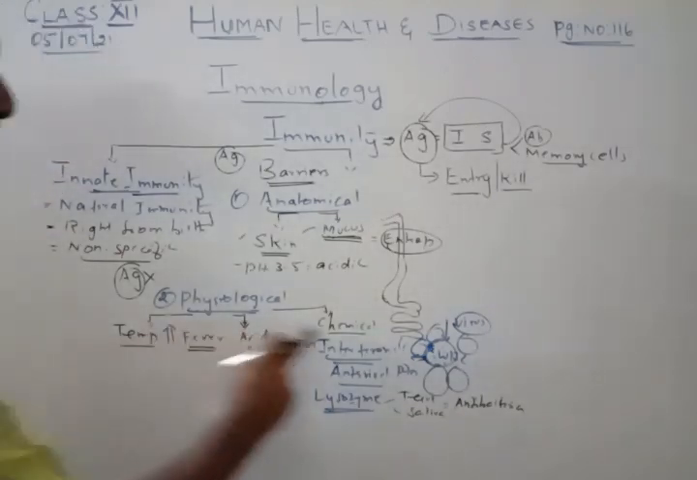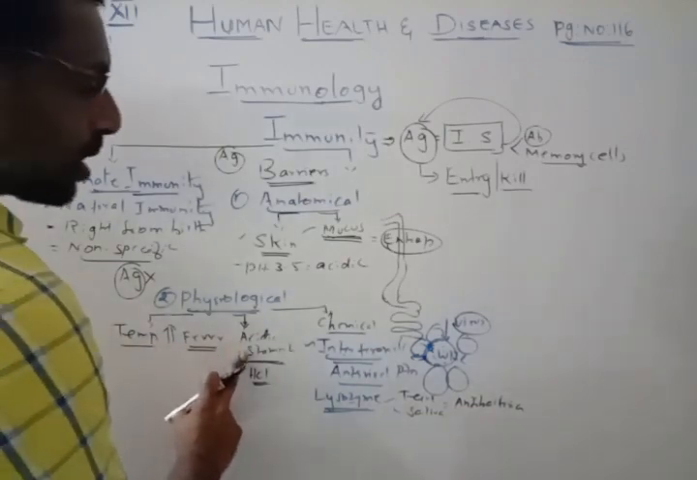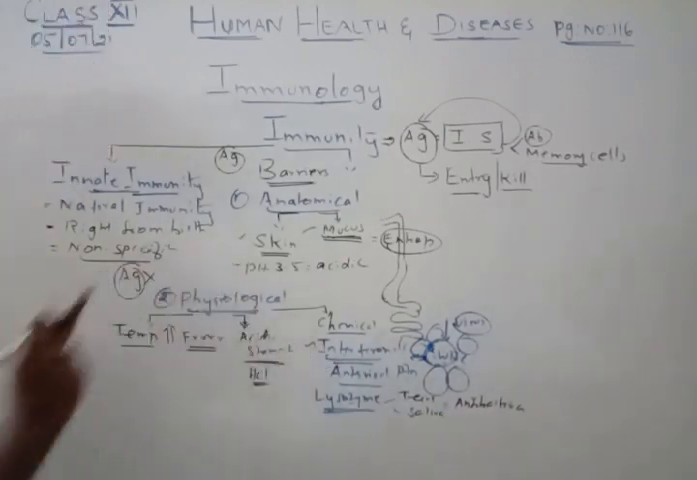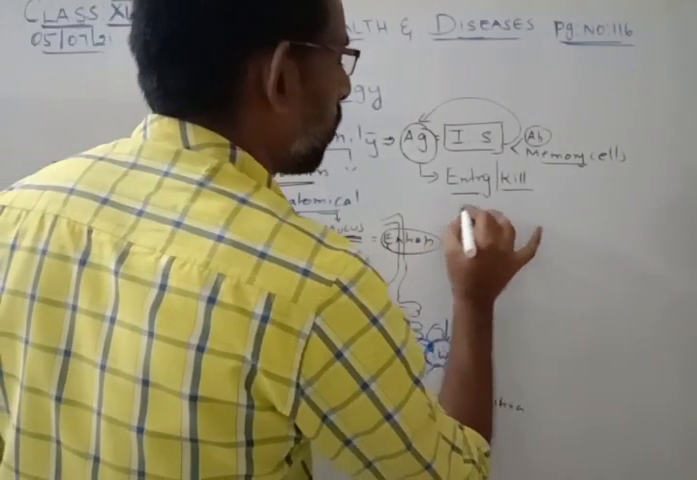So these things are called physiological barriers: temperature, HCl acid, then interferon and lysozyme. Together they are called physiological barriers. Understand? Right. And the third barrier is called the phagocytic barrier. Phagocytosis is the third one.